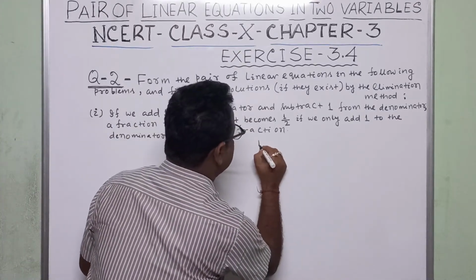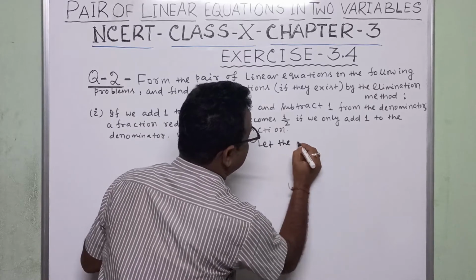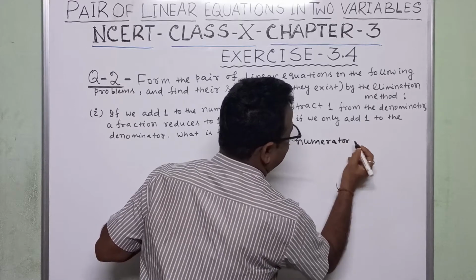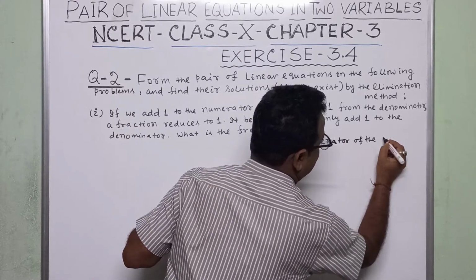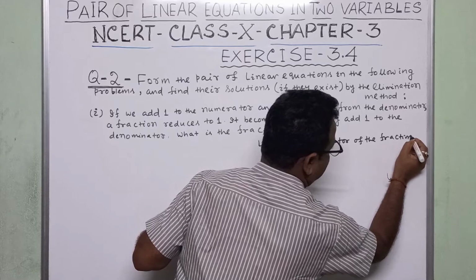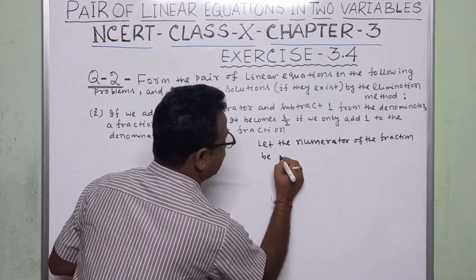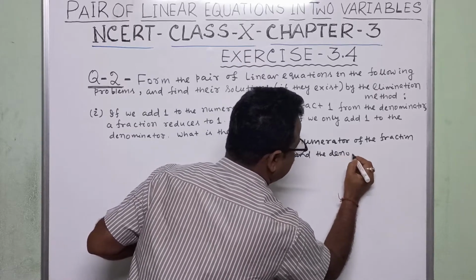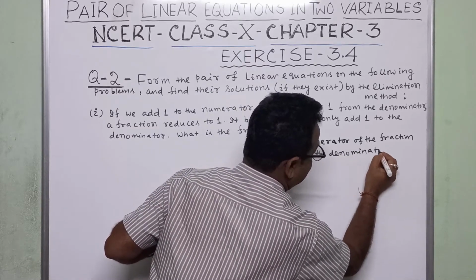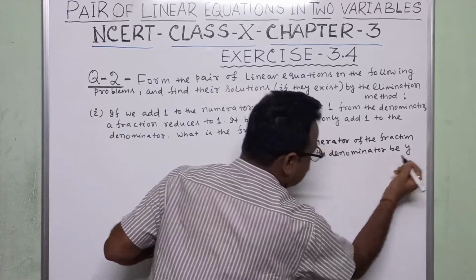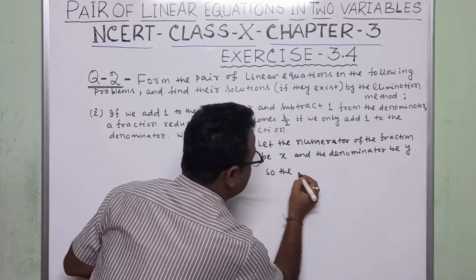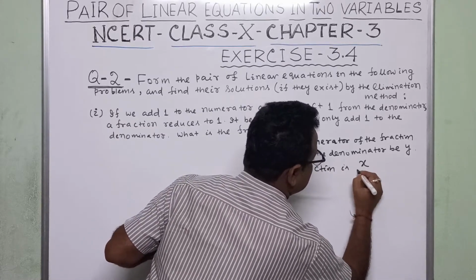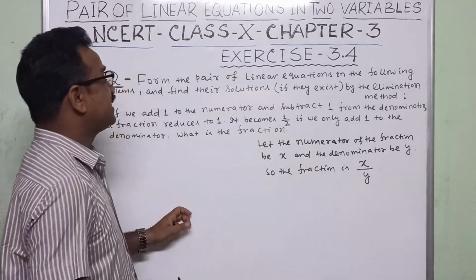Let the numerator of the fraction be x and the denominator be y. So the fraction is x by y.